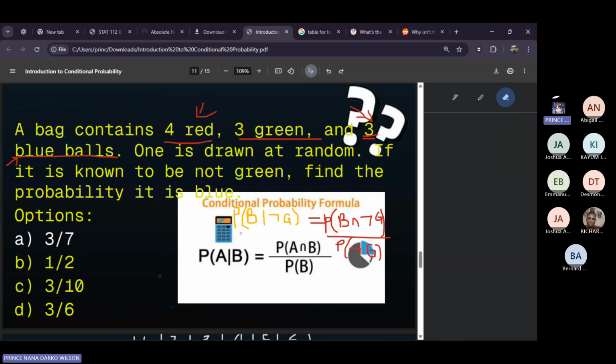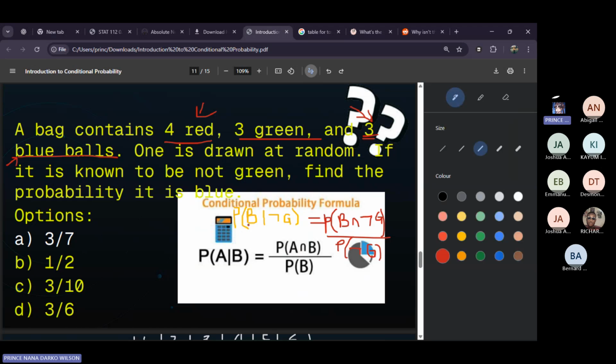First off, we are to find the probability of getting a ball that is blue. According to the question, there are 3 blue balls. So the probability of finding a ball that is blue, that's P of B, is just going to be the number of blue balls, which is 3, over the total number of balls, which is 10. So there's the probability of finding a blue ball.